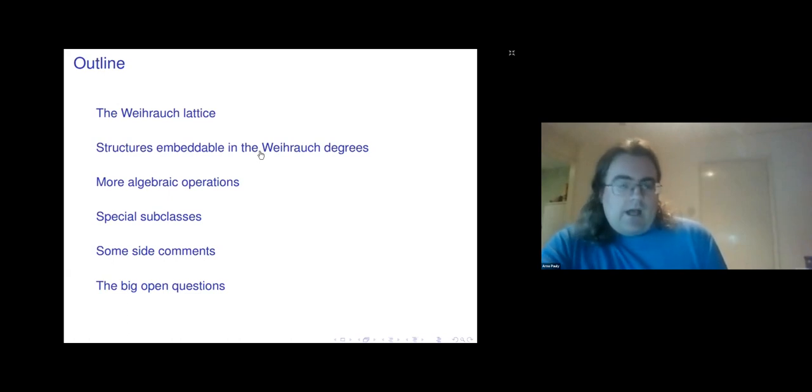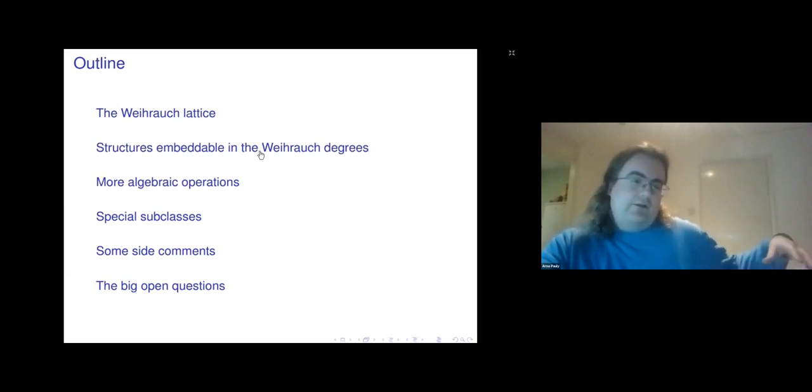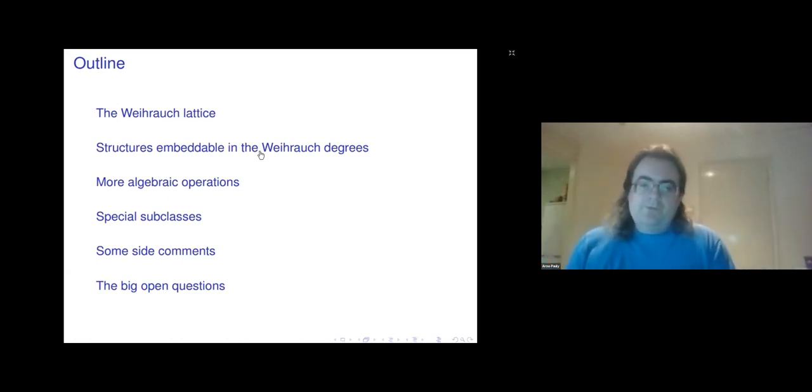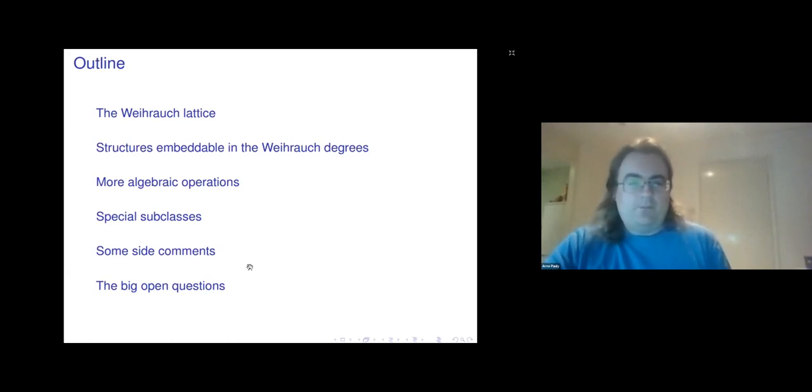degrees. Bring in some more operations rather than just the meet and join from the first part. Something that has started really just last year is operations that essentially tell us how a Weihrauch degree relates to particularly simple problems. Briefly mention that, skip the side comments, and then point to some areas where we really, really know extremely little, where hopefully people might start working on.